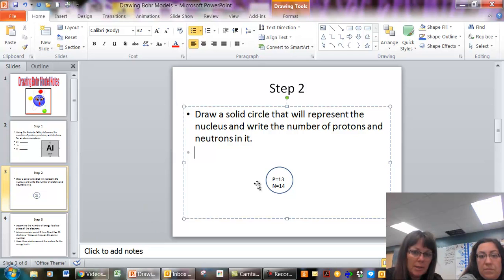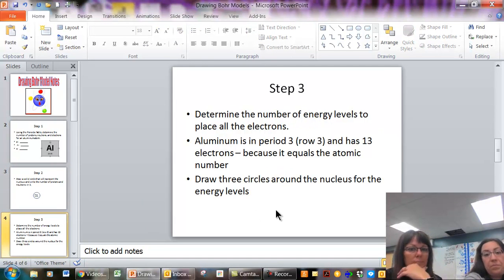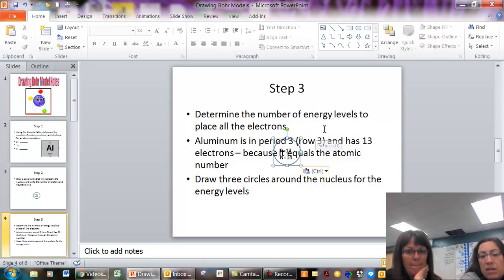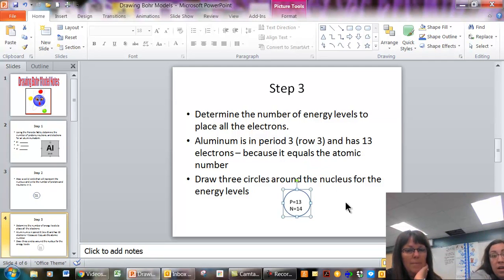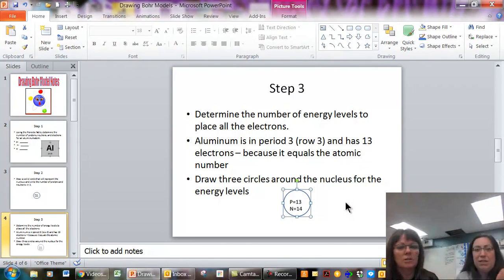I'm going to copy that because I'm going to need that for the next step. Control copy. Next, step 3. Now the tricky part is you have to figure out where those electrons live. We've talked about it a little bit before, but electrons live in energy levels around the nucleus. So they're not just in one big circle, there are multiple levels. How are we going to figure out how many levels there are? You've got to use the periodic table. It tells you everything.